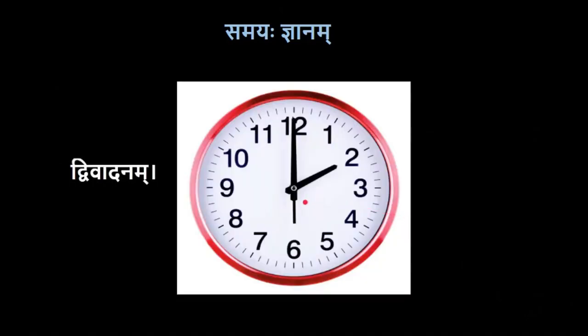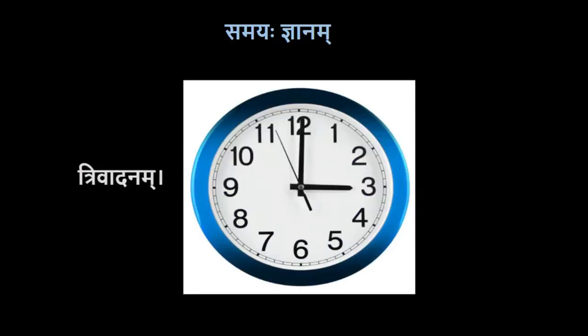Dvivadanam. Friends, as we know, Eka is 1, Dvi is 2. We have learned the numbers in Sanskrit in the earlier videos. So now the hour hand is on 2. Hour hand is what? Hora. And the second hand is on 12 and the minute hand is also on 12. What is the second hand called in Sanskrit? Kshanam. Yes. And the minute hand? Nimeshaha. Correct. So it is 2 o'clock.